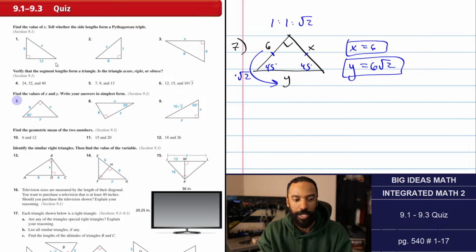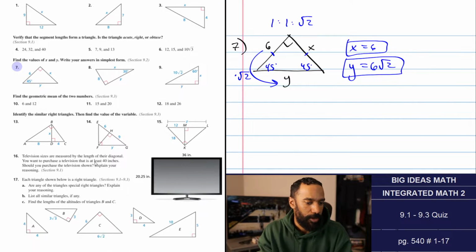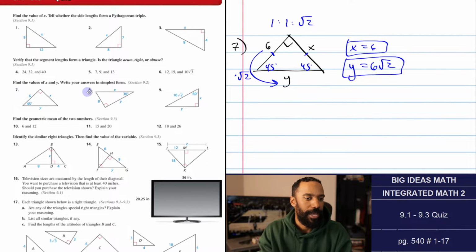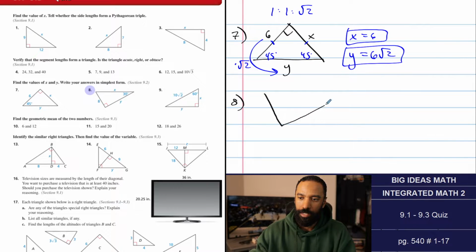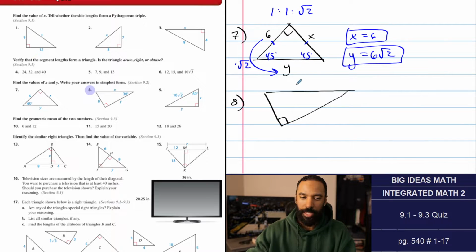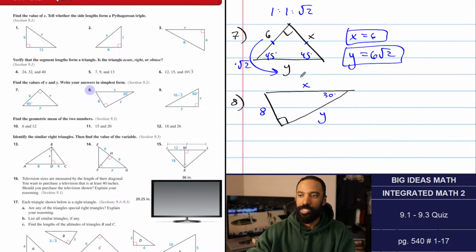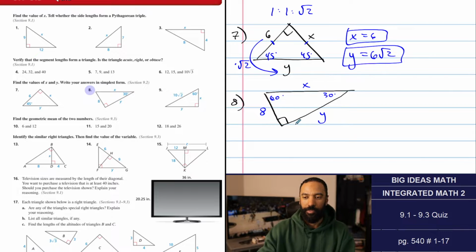And the only one that looks like we're going to be running into, unless there are more on the bottom. I can't tell. Number 8. Number 8 has an 8 in it. Let's draw that. Okay, we got a right angle here. This length is 8. Unknown x, unknown y, and 30 degrees there. This is the 30, 60, 90 triangle.